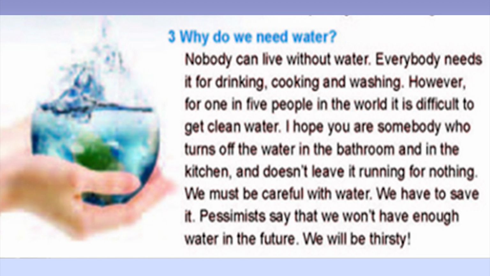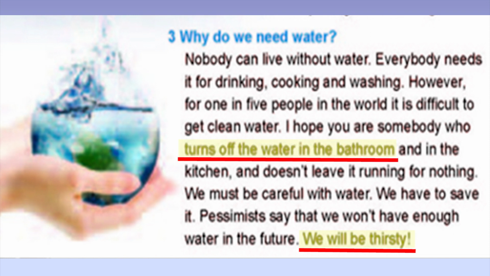I hope you are somebody who turns off the water in the bathroom and in the kitchen and doesn't leave it running for nothing. We must be careful with water. We have to save it. Pessimists say that we won't have enough water in future. We will be thirsty. The last line is the answer for our question. We will be thirsty without water. And we must turn off the water while brushing our teeth in the morning to save it.